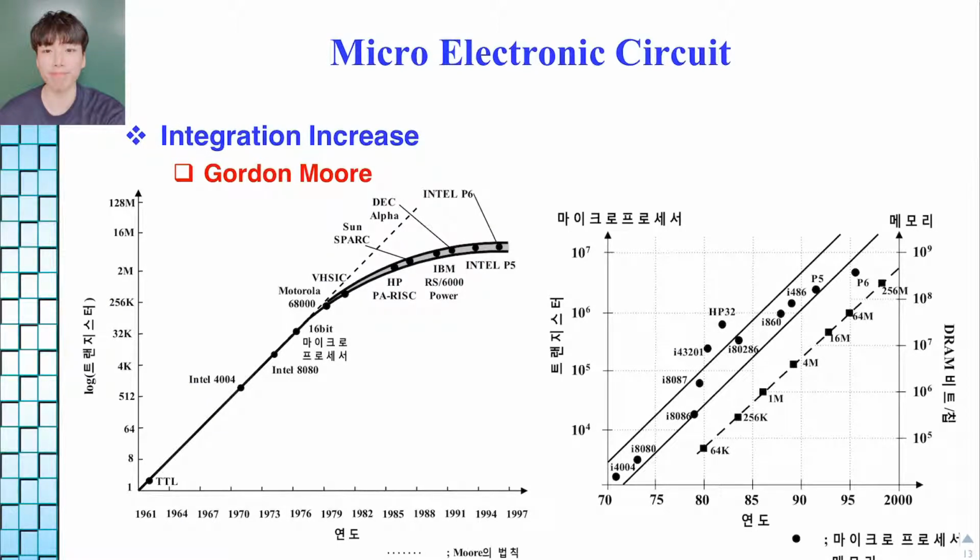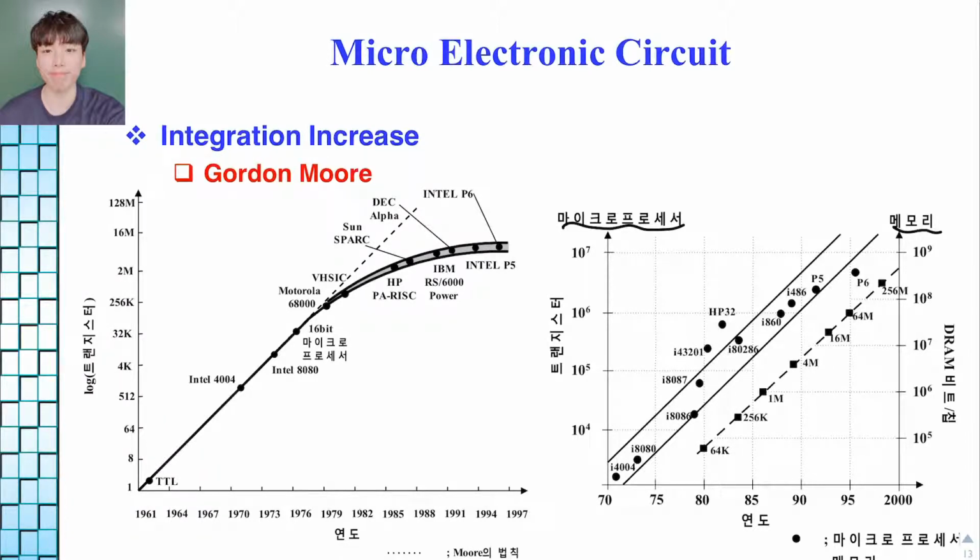In microelectronic circuit, microprocessor and memory, as time goes by, the density of microprocessors and memory doubles. Every 18 months, it doubles.